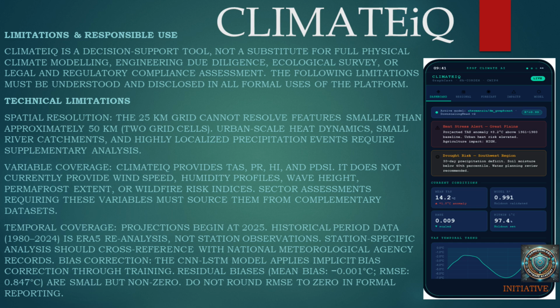Alright. Bias correction. The CNN-LSTM model applies implicit bias correction through training. Residual biases, mean bias 0.001 degrees Celsius, RMSE 0.847 degrees Celsius are small but non-zero. Do not round RMSE to 0 in formal reporting.